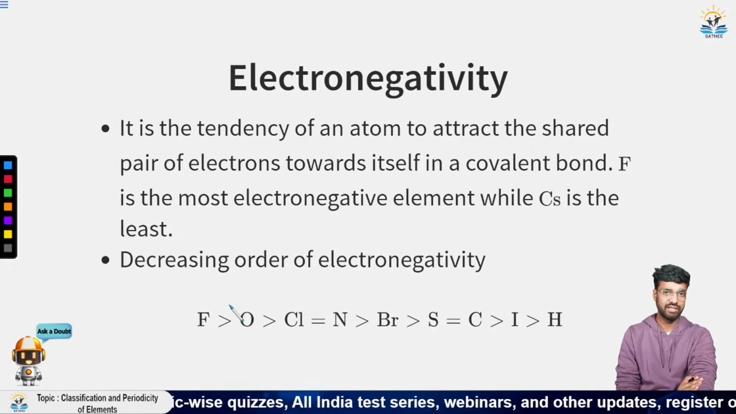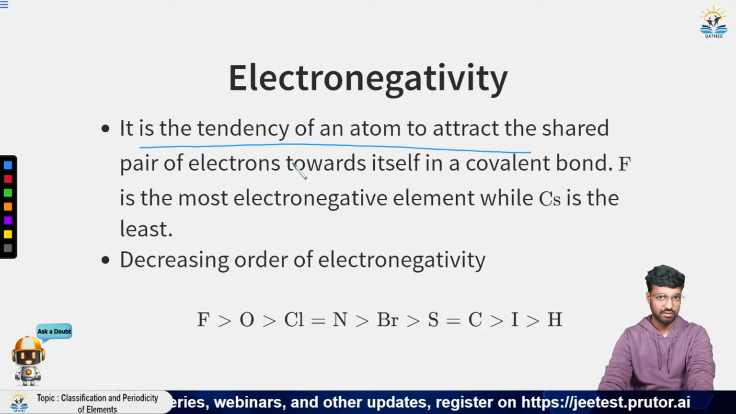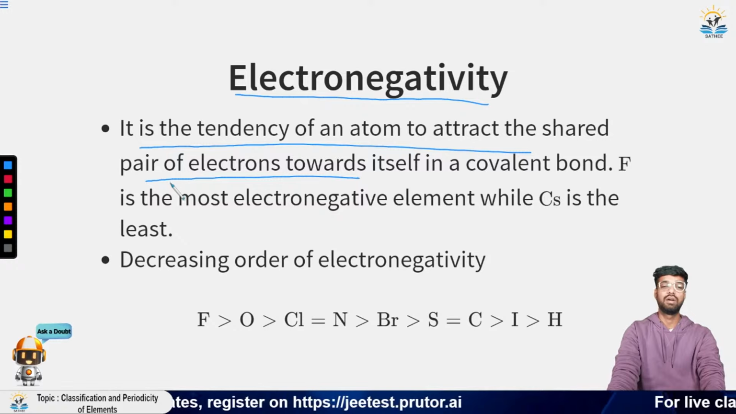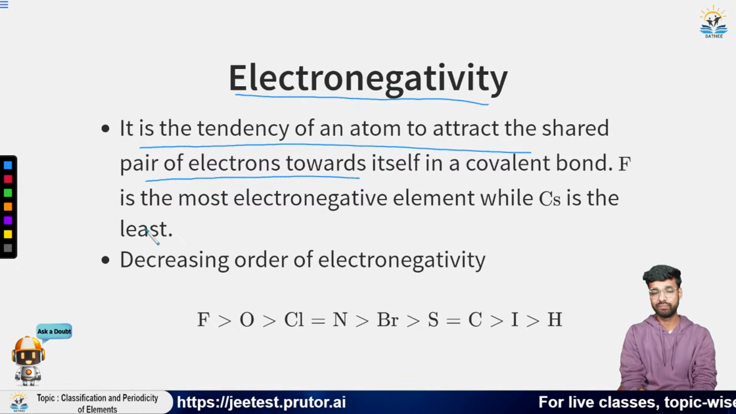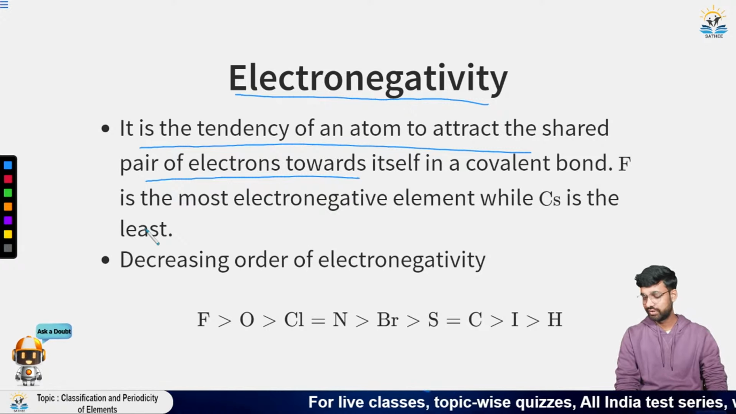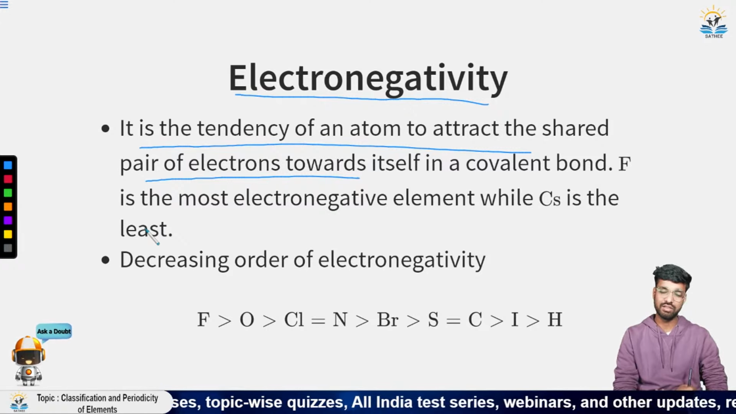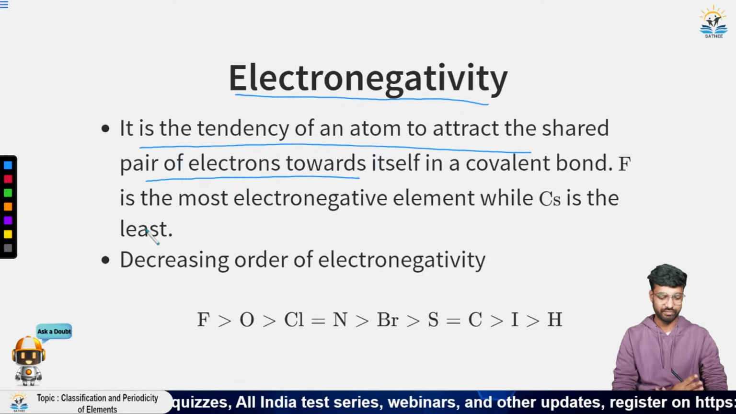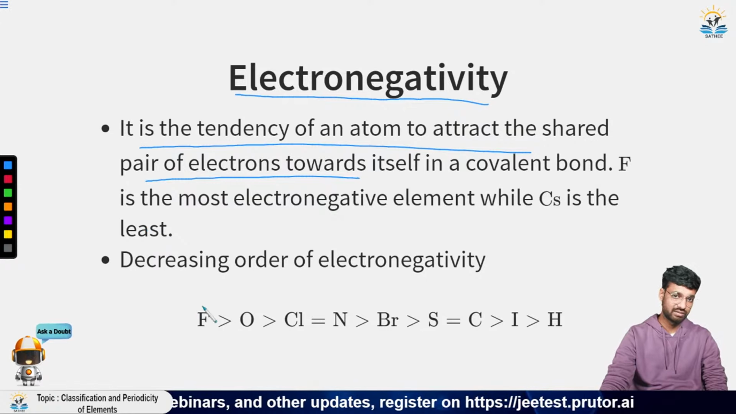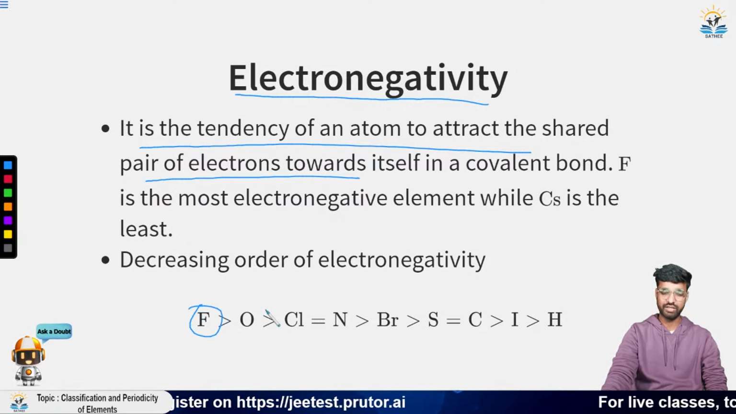Now let us move to the next thing. It is the tendency of an atom to attract the shared pair of electrons. So what is electronegativity? This is the last physical trend that we will see. It is the tendency of an atom to attract an electron. It is not a thermodynamic property, it is just a tendency. Fluorine is first in this, so it has the greatest electronegativity. You should keep this in mind.